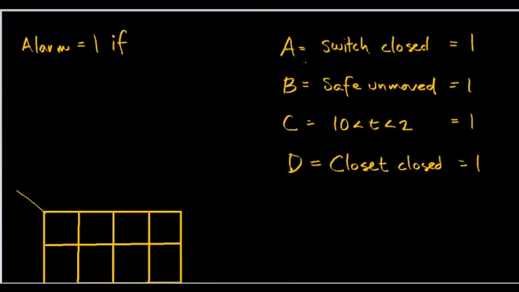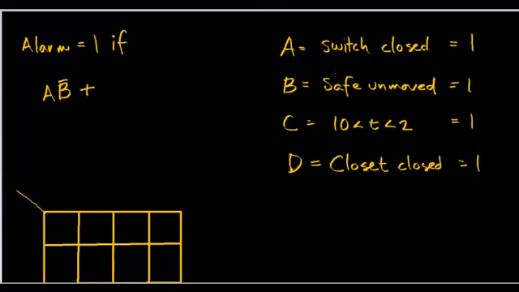When the safe is moved and the control switch is closed. When the safe is moved, B is 0, so that would be B not, and that is ANDed with the control switch being closed. The control switch is closed, that would be A. It's just set to 1, so we have A, not B. Or, so we put a plus here, or when the closet is opened after banking hours. So when the closet is opened and it's not banking hours.